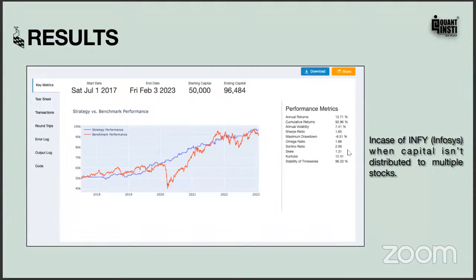So yeah, Anshuman, go ahead with the results. Yeah, so here you can see the result in case of Infosys. Here our capital is not distributed to multiple stocks. There is no particular reason why we chose Infosys, not another stock. We just wanted to verify our result in a single stock. So this is what happens in the case of Infosys. Next.